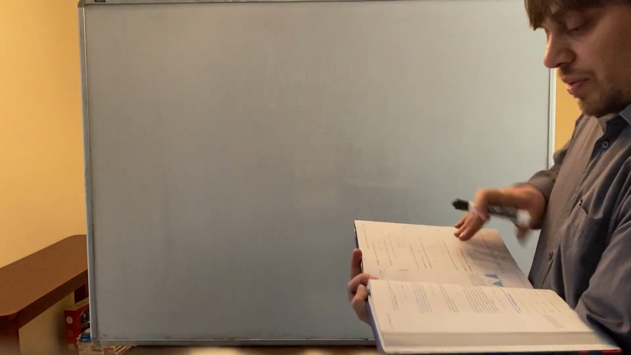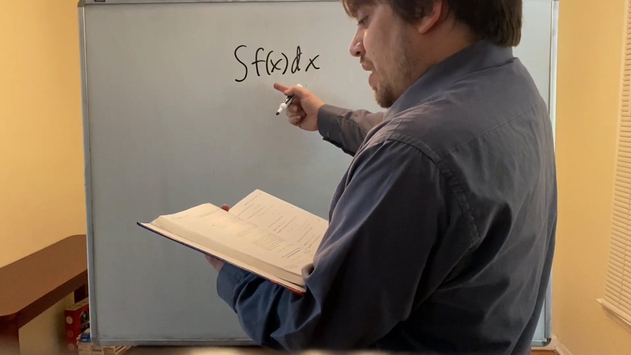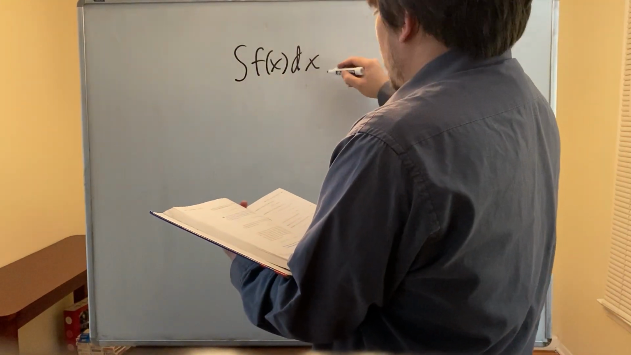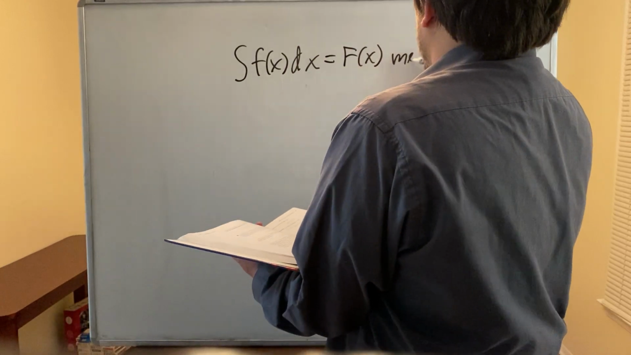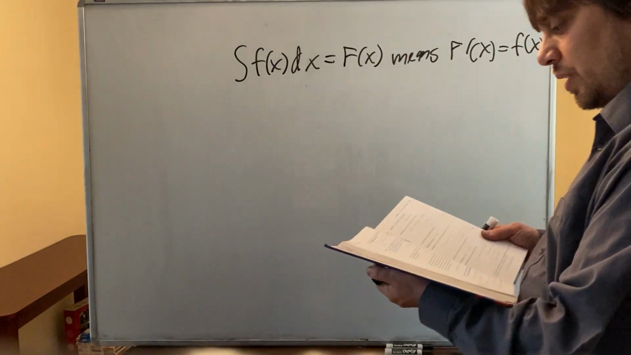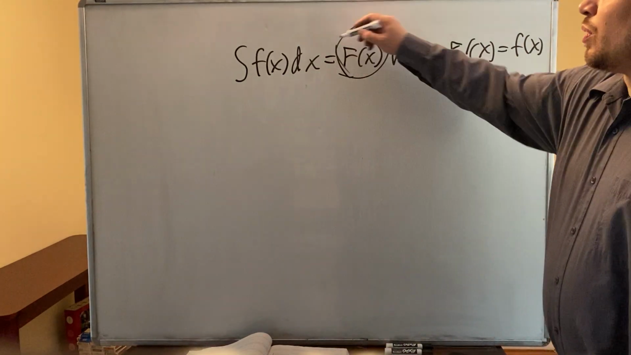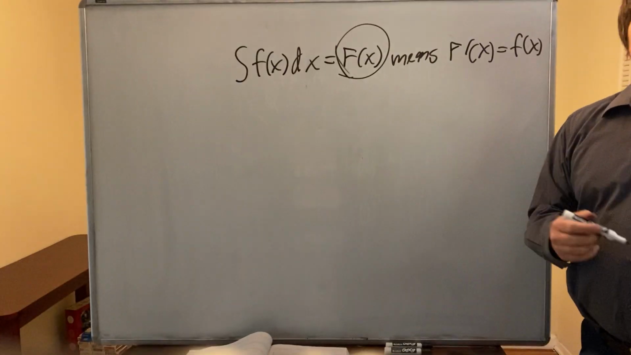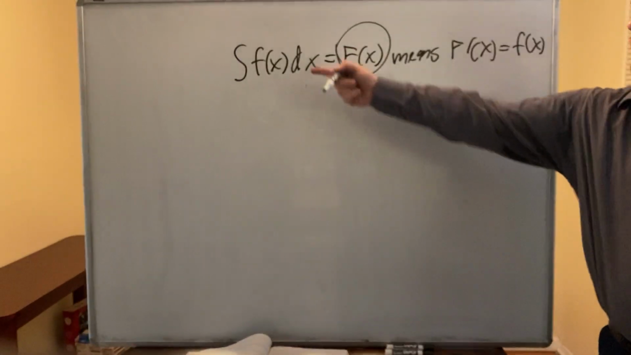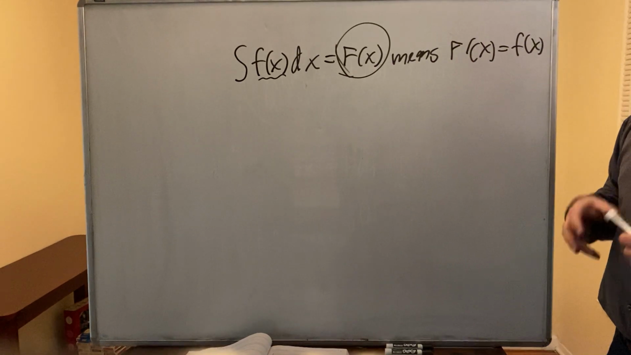There's also something called an indefinite integral. This is the indefinite integral of the function little f, and it equals capital F of x, which means capital F prime of x is equal to little f of x. So the indefinite integral is a function, or a family of functions, all of whose derivatives are this function. So an antiderivative is a function, a derivative.